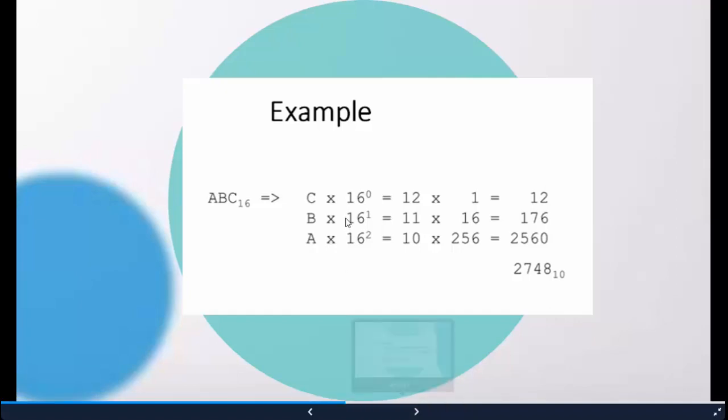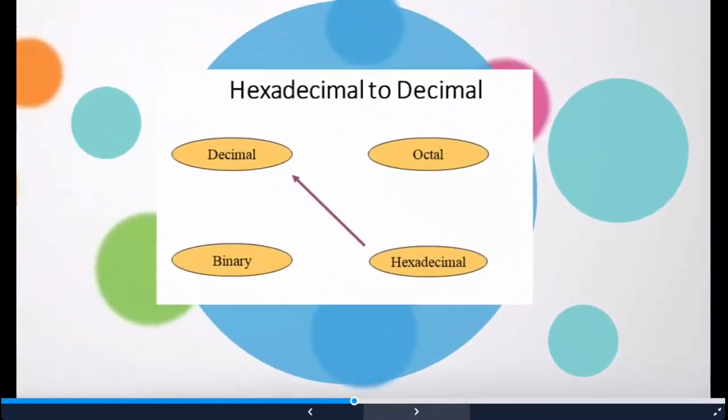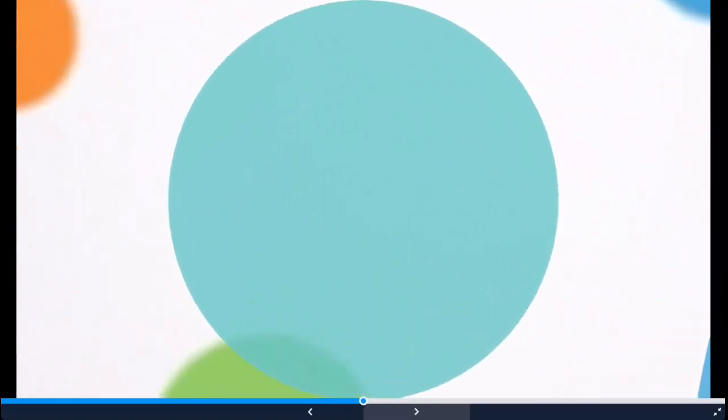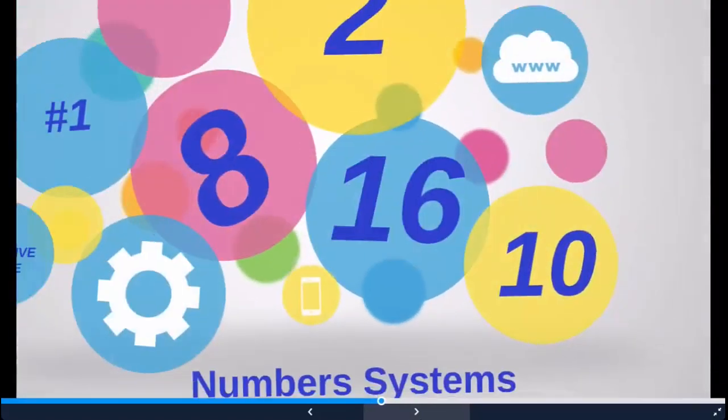I hope you don't forget how to convert any of the number systems to decimal. You always use its base. If it's binary, it's base 2. If it's octal, it's base 8. If it's hexadecimal, it's base 16. That was hexadecimal to decimal.